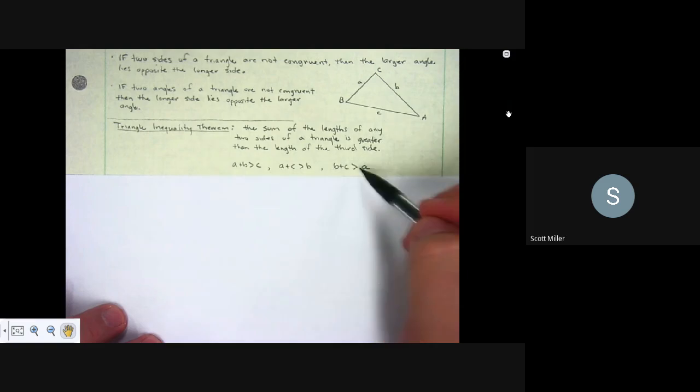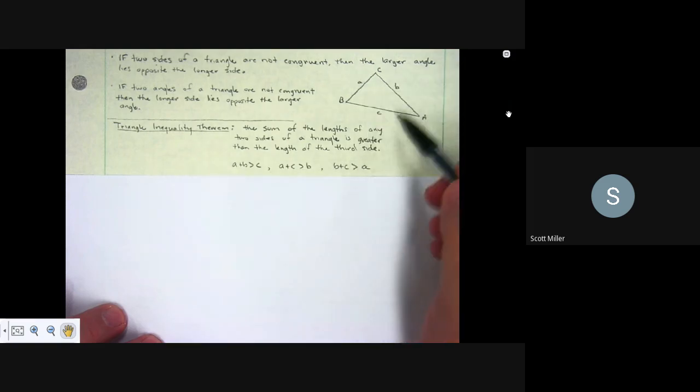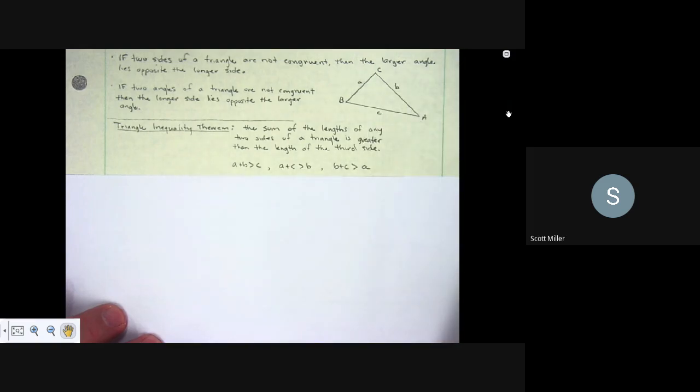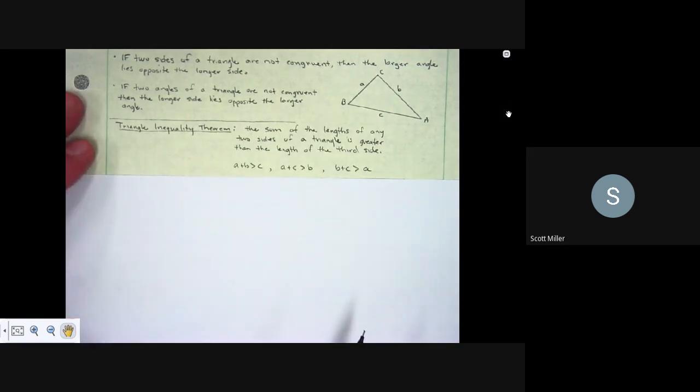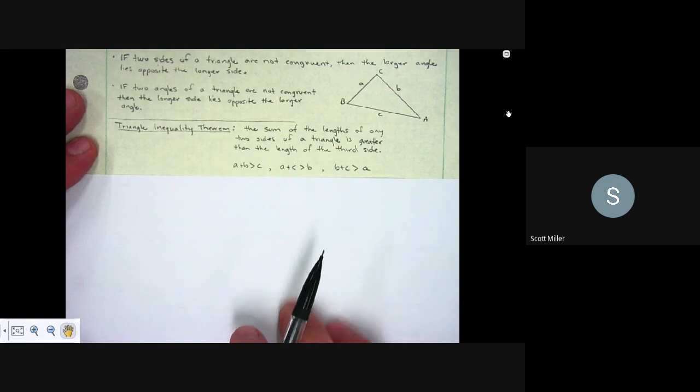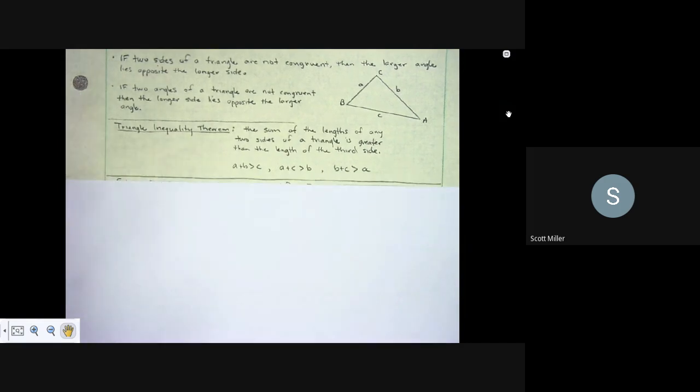And all of them the same way. Any two sides has to be bigger than the third side. The sum of two sides has to be larger than the other side. That's the triangle inequality theorem. That's what I want you to remember. And so then here's some questions associated with it.